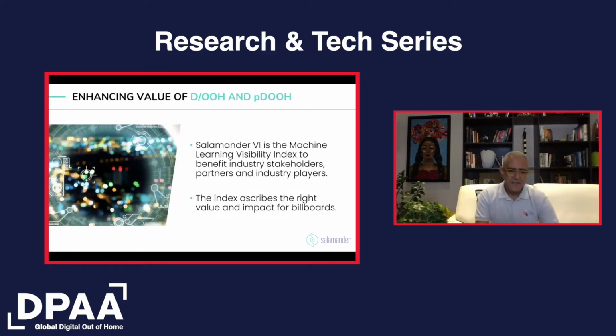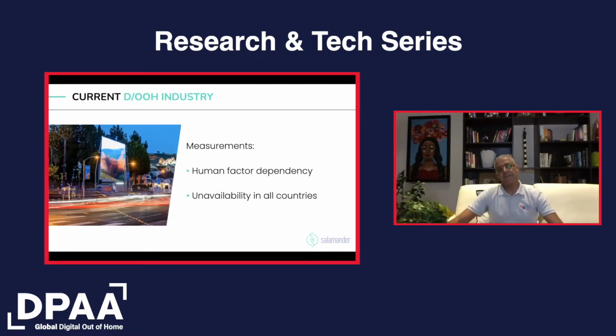What is Salamander VI? Salamander VI uses an array of artificial intelligence measurements to define the physical attributes of any given billboard. It's the first machine learning process, so there's no human interface, no human interaction, very minimal. And most importantly, it ascribes a precise value for any given roadside billboard globally.